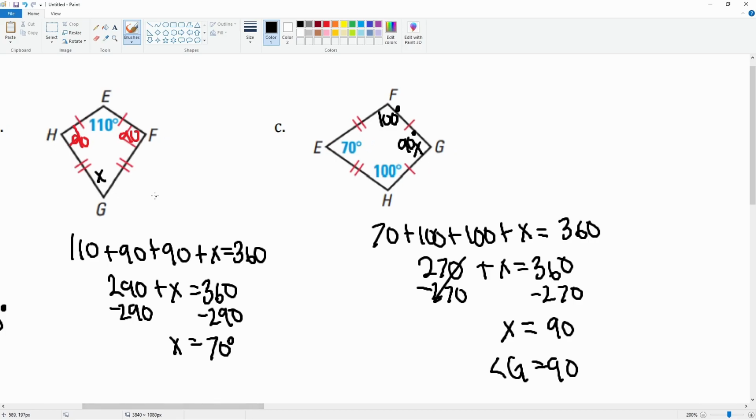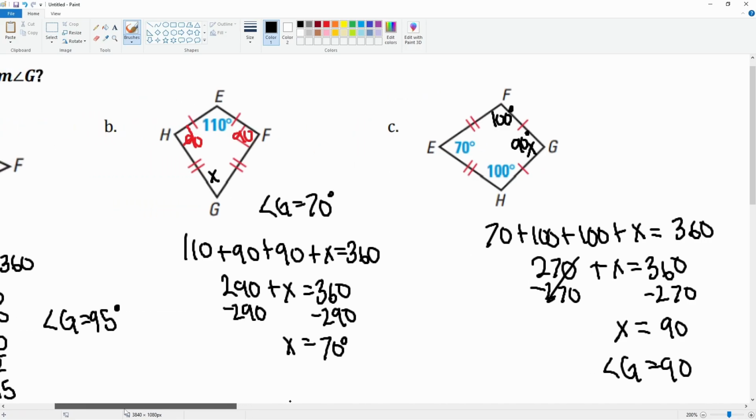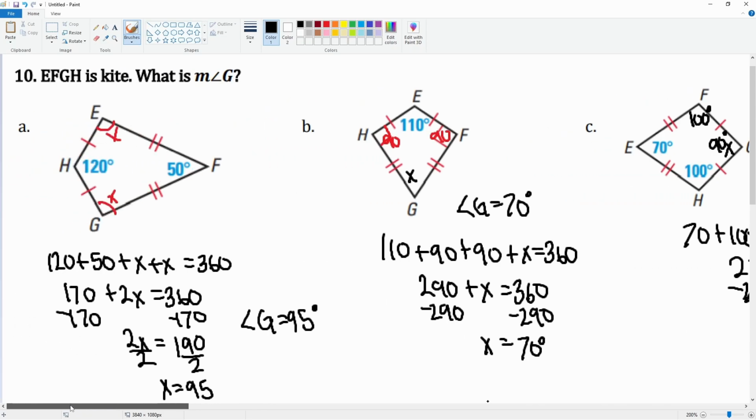Right? And angle G here is equal to 70 degrees. Right? So there you go. That is how you use the properties of a kite to solve for a missing angle measurement.